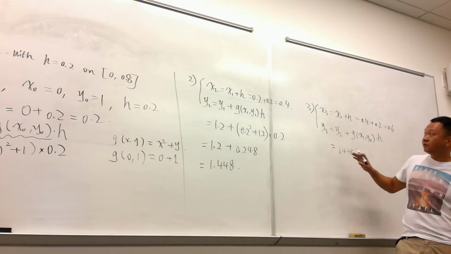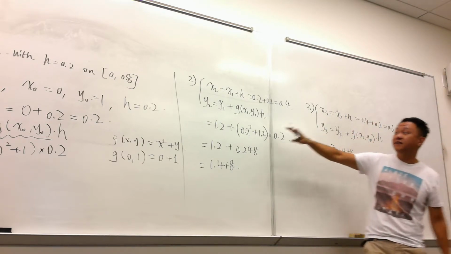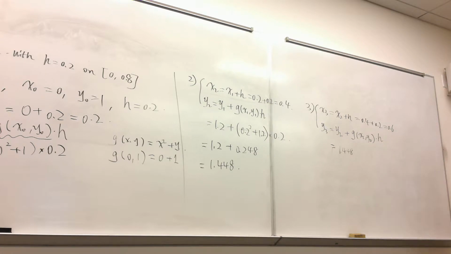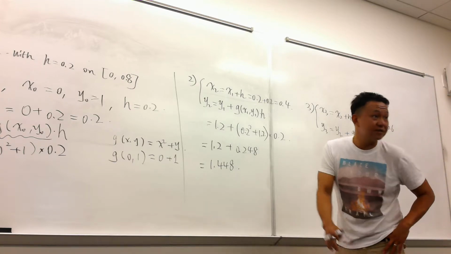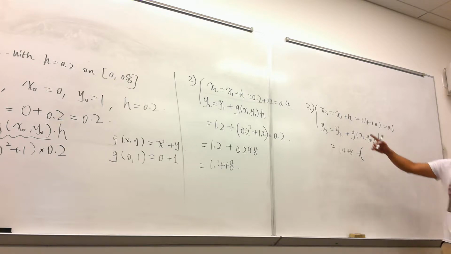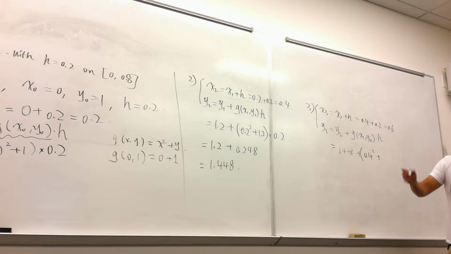Okay, so where you find x2, y2, you find it from the previous step. That's it. y2 is 1.448, and then plus function g. Again, what is your function g? You just look at the beginning. g is x squared plus 1. Then you need to plug in x2 and y2. x2 is 0.4, so 0.4 squared, then plus y2, which is 1.448. And then multiply the step x.